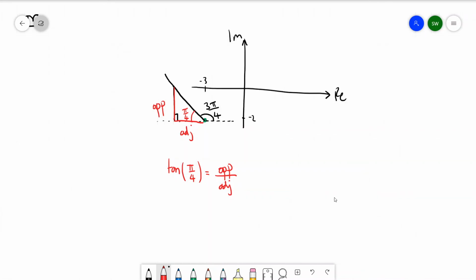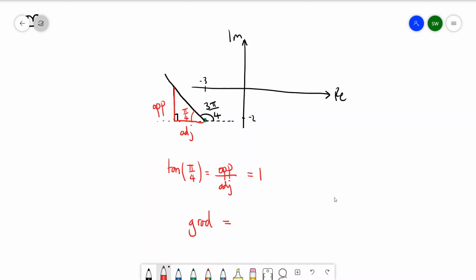Well, tan of pi over 4 is just equal to 1. So opposite divided by the adjacent in that right angle triangle is 1. Well, the gradient of this line, we've got to be a little bit careful here. Remember, opposite and adjacent are both positive, they're side lengths.